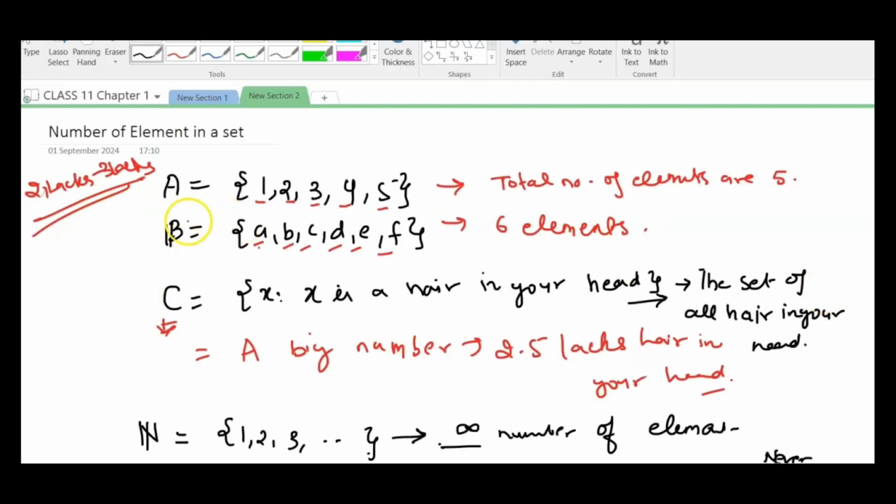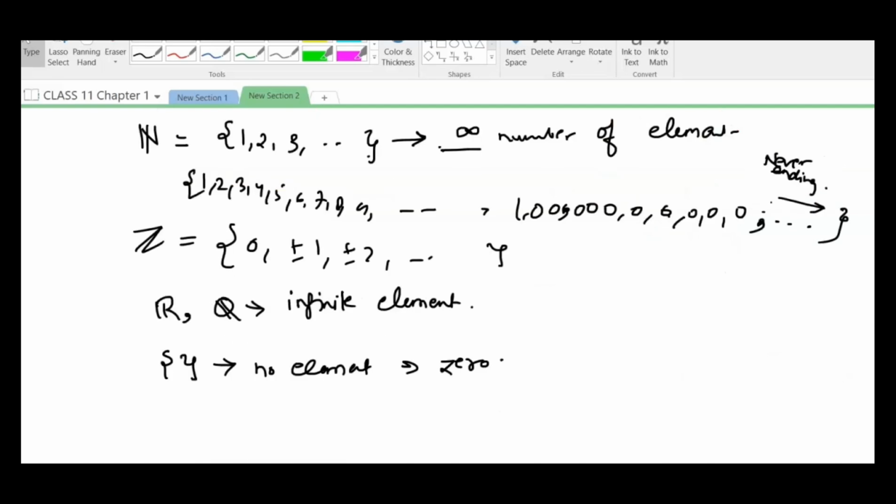Now this set, the set A contains 5 elements. So it is a definite number of elements. So the set A is finite. The set B again 6 elements, finite. The set C, even though we need to count the hair on our head, the number is big, but still it's a finite number. So this set will also be finite. Now the set of natural numbers, the set of integers, the set of real numbers, or the set of rational numbers, they all are infinite sets. And the empty set is finite.